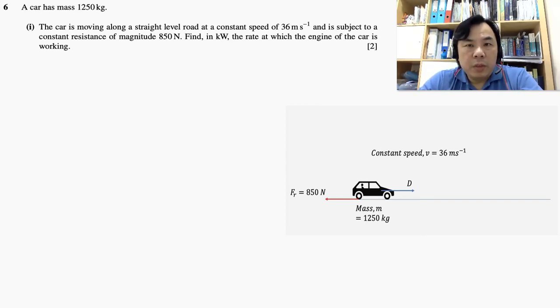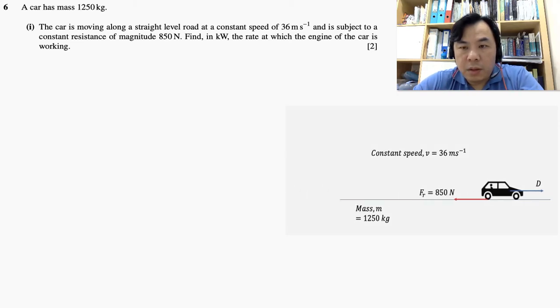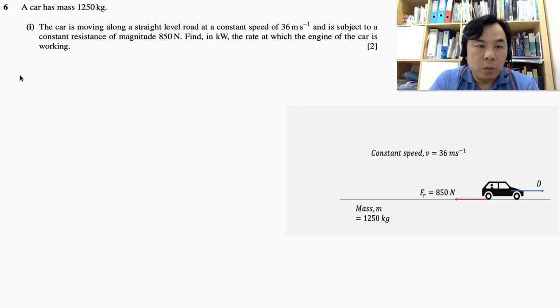Now we know that it's moving at a constant speed. Let me show you how the mechanics would look. You can see that it's moving at a constant speed. There is a driving force acting forward, and the resistance to motion is constant. Now we need to find the rate at which the engine is working. Let's take a look at what tools we have at this point.